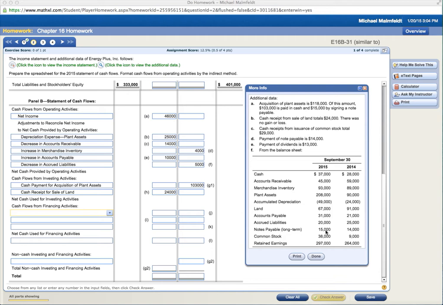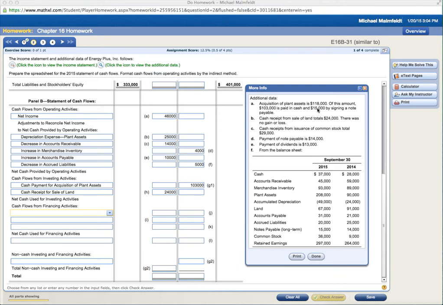But we have to be careful here too, because we see from 2014 to 2015, there was an increase of $1,000 in notes payable, okay? But then we want to come up here and take a look at the nature of what happened with notes payable for this period. So here we had, remember, this acquisition of plant assets, part paid by cash, part paid by a note payable, okay?